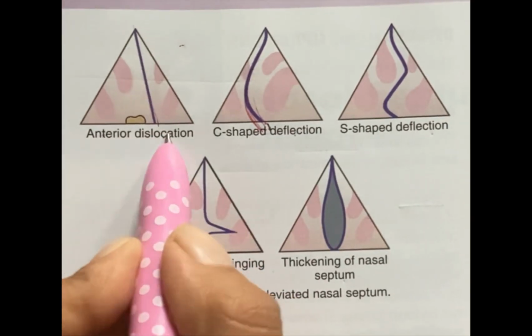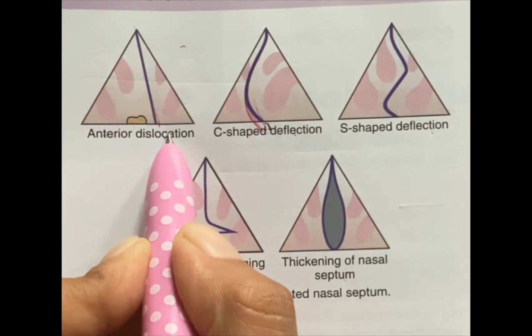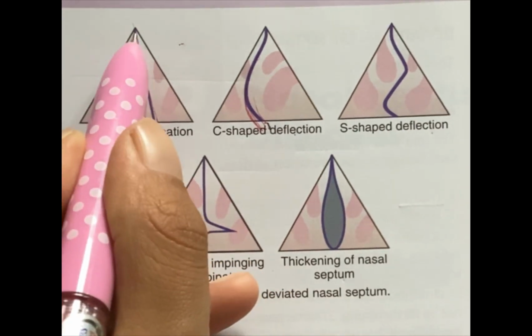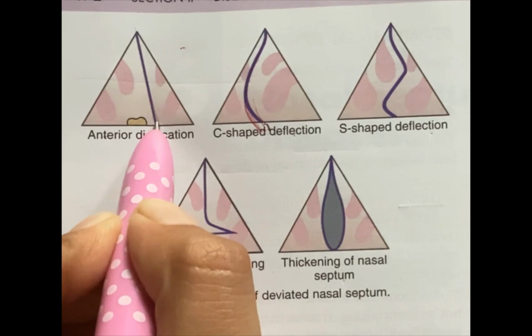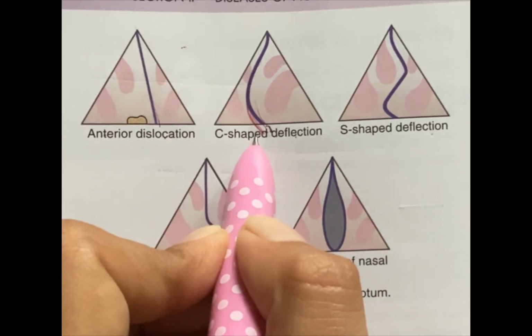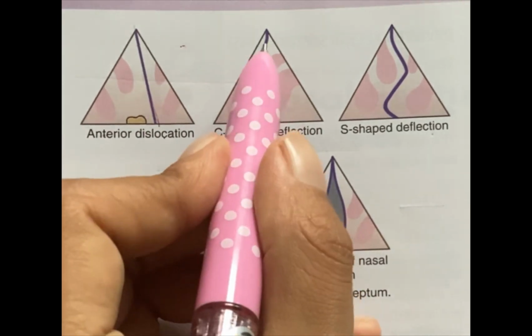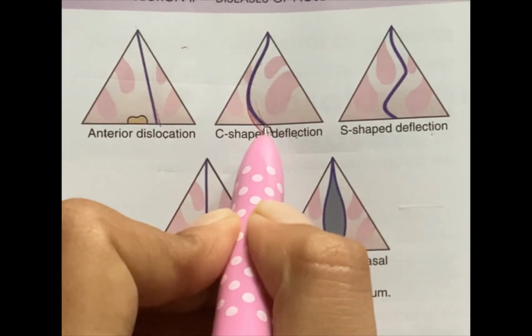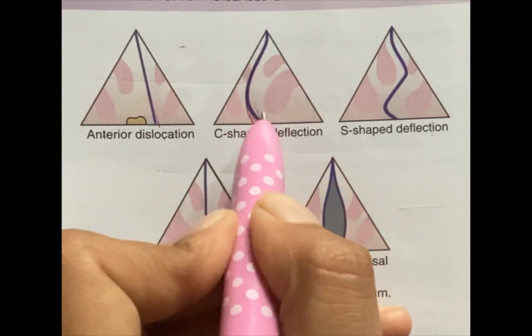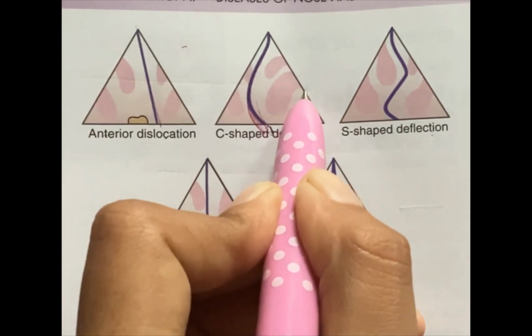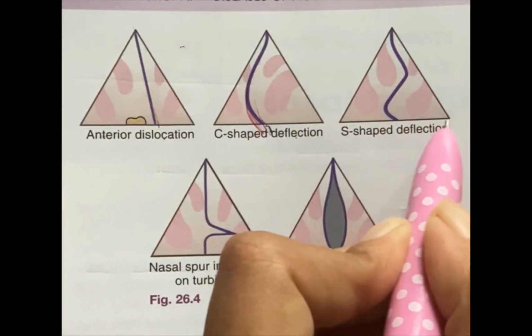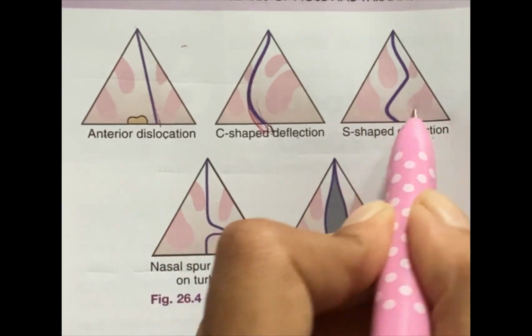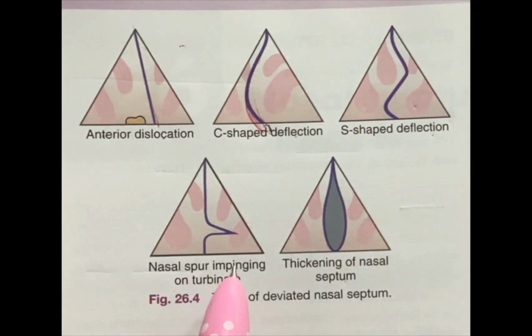So this is anterior dislocation, where the septum is dislocated into one of the nasal chambers. And in C-shaped deflection, there is deviation in a simple curve to one side which leads to compensatory hypertrophy of the turbinates. And talking about the S-shaped deformity, there is bilateral nasal obstruction.